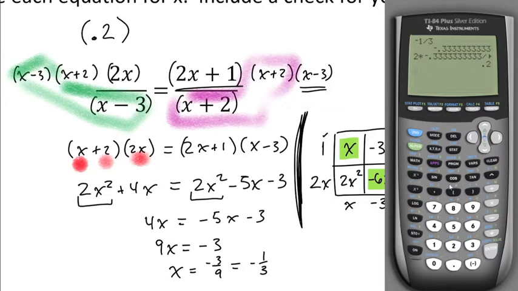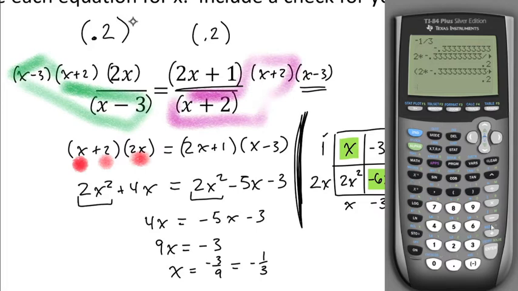So now let's do the same thing for the other side. So I'm going to go open parentheses, 2 times, go get x, there it is, I got it, and then I'm going to add plus 1, close parentheses, divide, open parentheses, go get that x, and add 2, close parentheses, enter. Aha! So you can see that on the right-hand side also, when I plugged in negative 1/3, I got 0.2. So this is a solution, right?